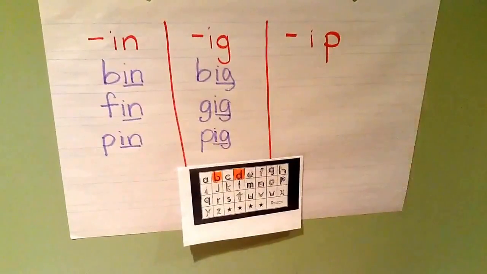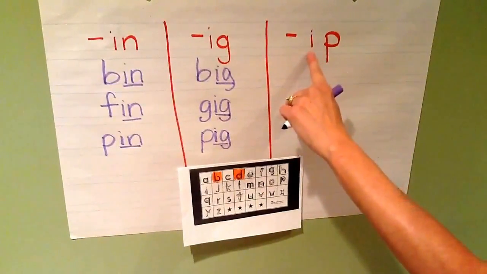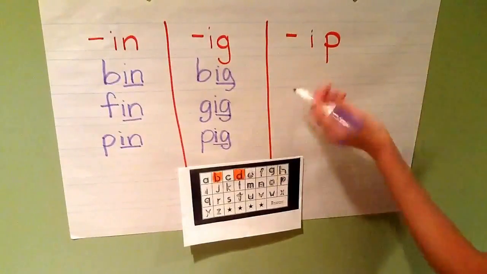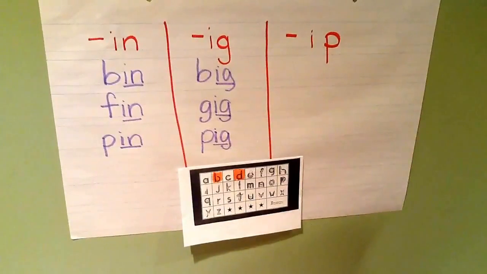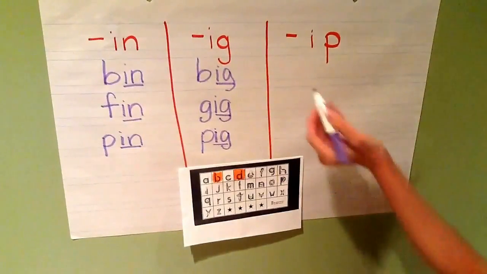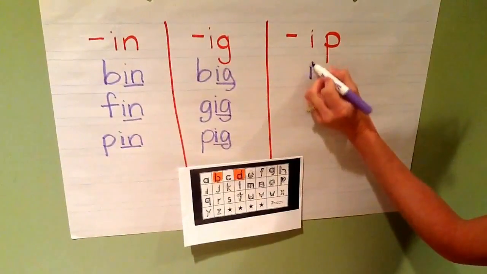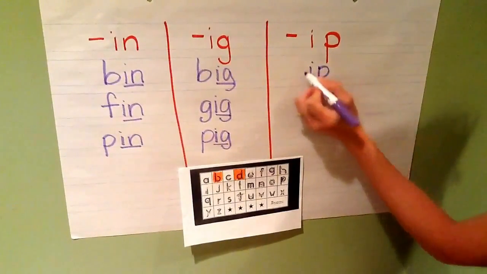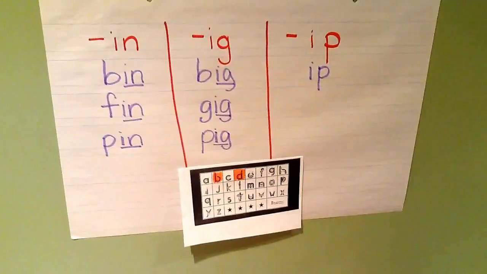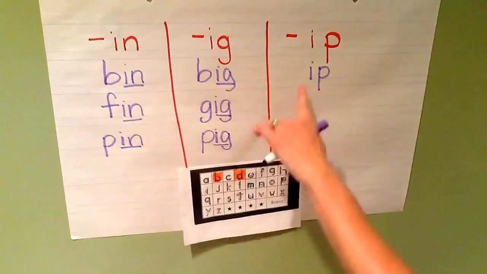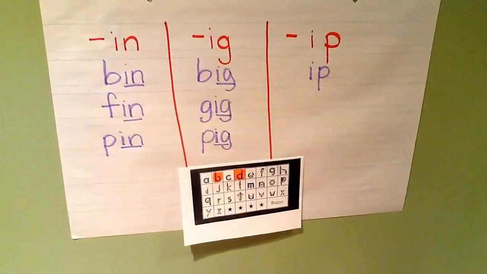Look here, I have another word family or word pattern. Read this with me. Ip. Let's come up with some more words using that same word pattern or word family. Ip says ip. Let's see here. Bip. Can I use bip in a sentence? No, it doesn't make sense.